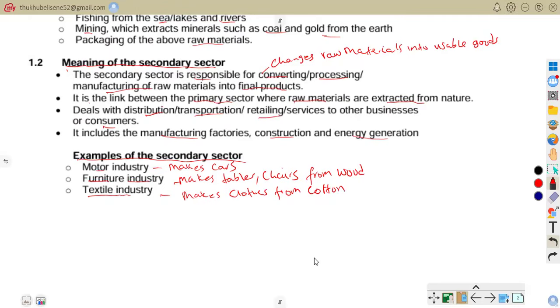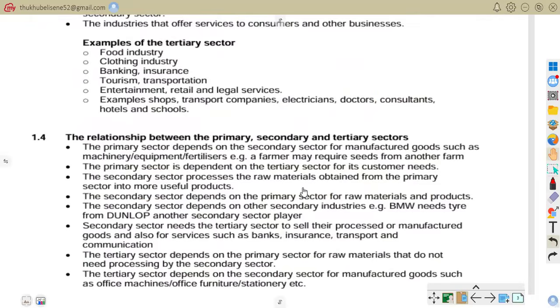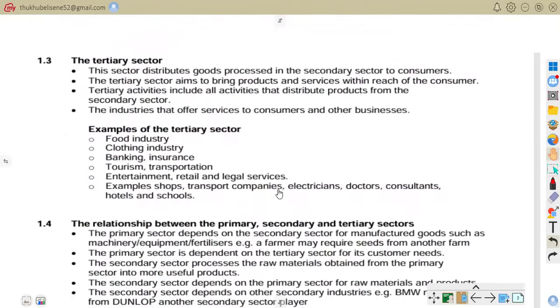So that is that. So now let us move on, good people. Let us move on, grade 10s. So now we are on the tertiary sector.